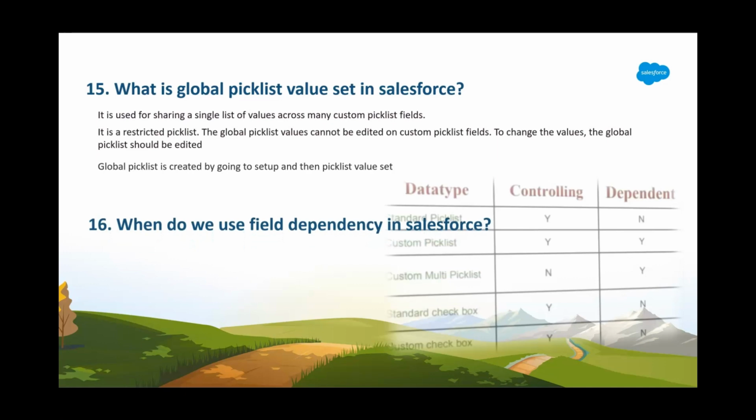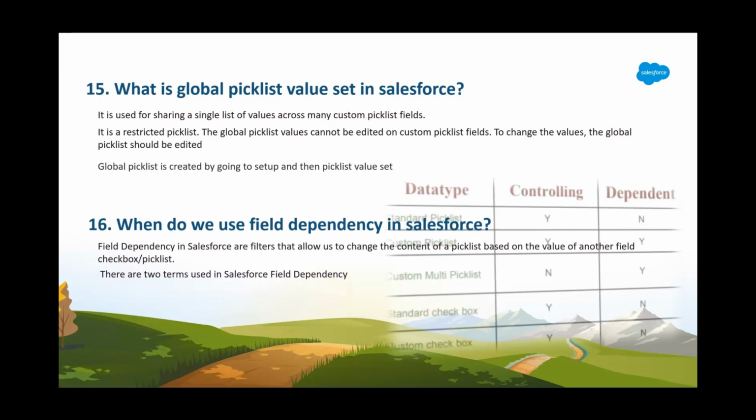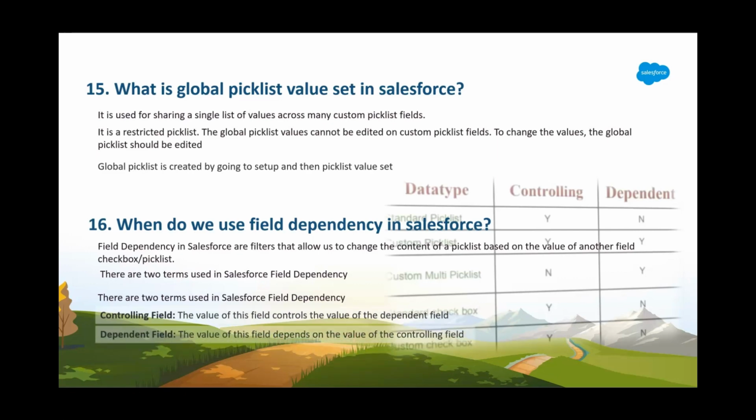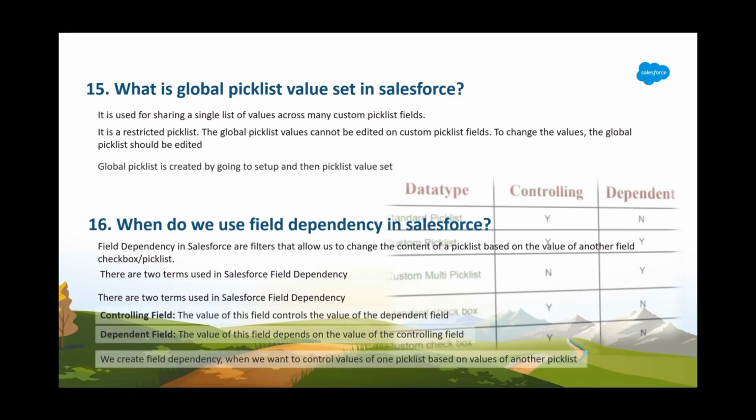16. When do you use field dependency in Salesforce? Field dependencies in Salesforce are filters that allow us to change the content of a picklist based on the value of another field, checkbox, or picklist. There are two terms used in Salesforce field dependency. Controlling field: the value of this field controls the value of the dependent field. Dependent field: the value of this field depends on the value of the controlling field. We create field dependency when we want to control the value of one picklist based on the value of another picklist.